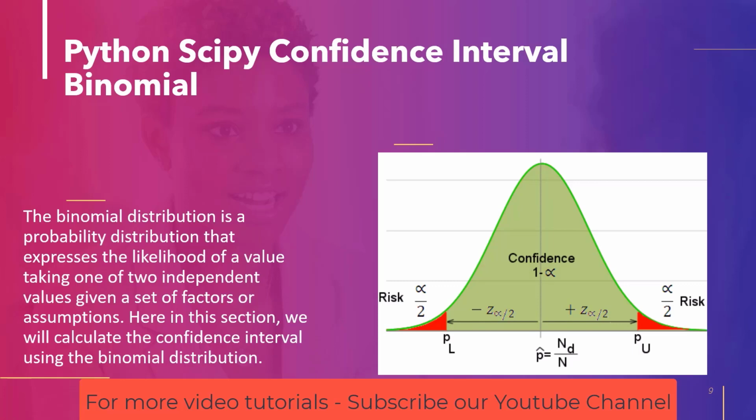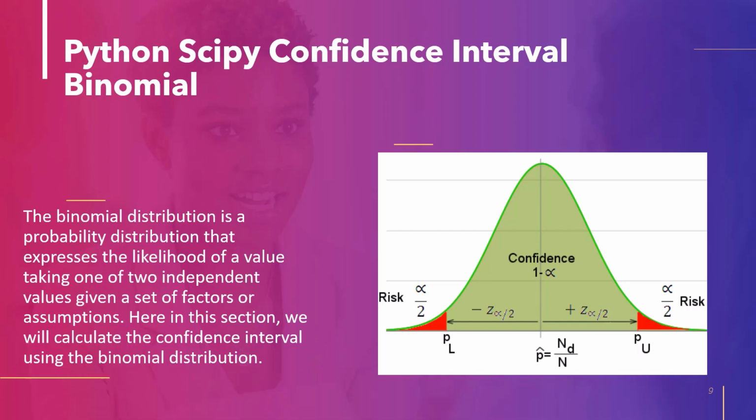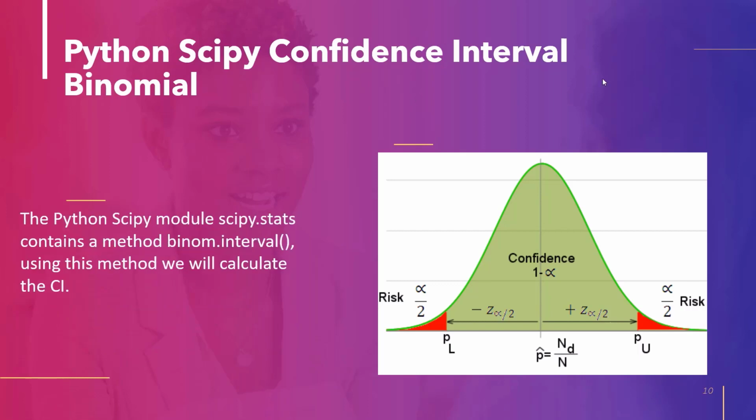Now the last topic of this tutorial is Python SciPy confidence interval binomial. An expression of the likelihood that a value would take one of two independent values under a set of conditions or assumptions is the binomial distribution. The confidence interval will be computed using the binomial distribution in this section. The Python SciPy module scipy.stats has a method binom.interval. Using this method, we will compute the confidence interval. Let's do an example.